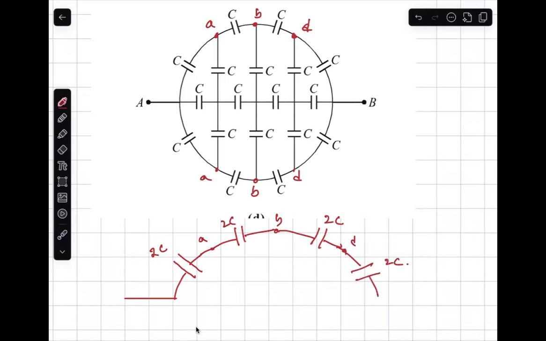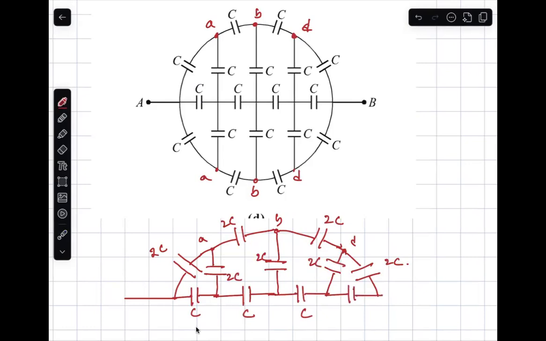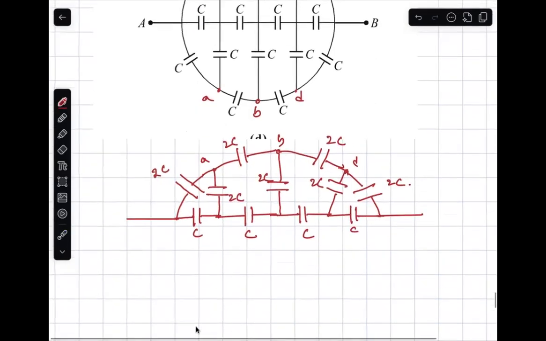Right. Also in the process of overlapping, this one and this one also overlap. So therefore it is, wait a minute here, C, that is a 2C. C, and this is again 2C. This is a C, and this is 2C. Again, this is C, like this.